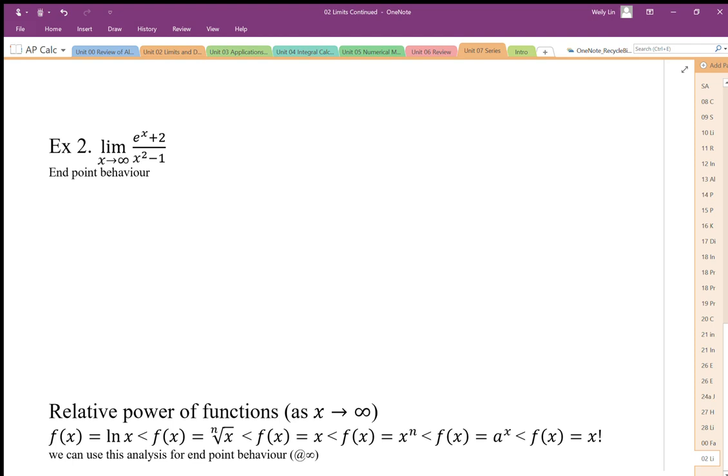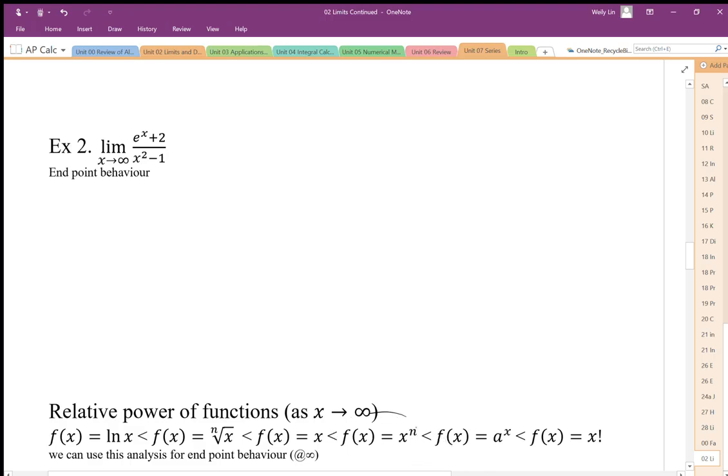But for endpoint behavior, when x goes to infinity or negative infinity, we can apply this relative strength of functions. So basically the middle function is going to be our linear function. Everything's kind of relative to that middle function. And as we increase the power, so this is all the polynomial powers as n gets bigger than 1, we're going to be stronger than x to the power 1.